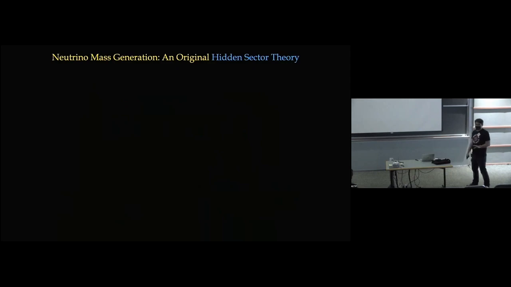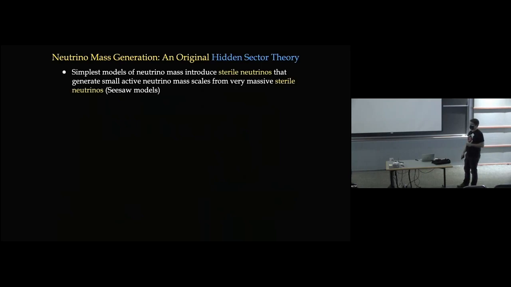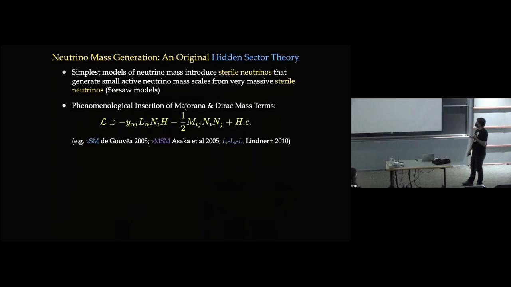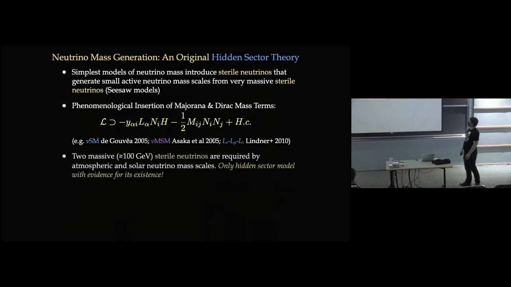If you've seen a talk of mine recently, you've probably seen this: neutrino mass generation is an original hidden sector theory. It doesn't get much credit for that, though. The simplest models of neutrino mass introduce sterile neutrinos that generate small active neutrino mass scales from very massive sterile neutrinos, seesaw models. Andre de Gouveia and others have worked out just these simple insertions of phenomenological Majorana-Dirac mass terms as a way of introducing neutrino mass. They could be connected to some seesaw mechanism, of course.